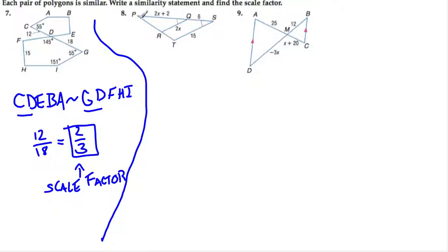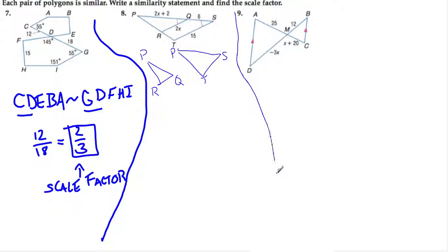If we look at this second one here, number 8, there's actually two triangles on top of each other. So what sometimes helps is if I rewrite these two triangles. So that's PRQ, and the larger one is PTS. Already running out of room here. I'd see that PQ is 2x plus 2, and RQ is going to be 2x. TS is 15, and PS, this whole distance here, is 2x plus 2 plus 6. So that's actually going to be 2x plus 8.